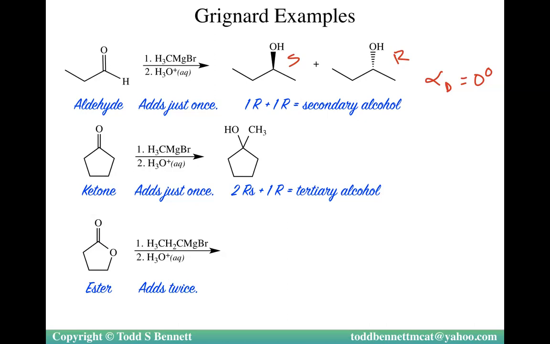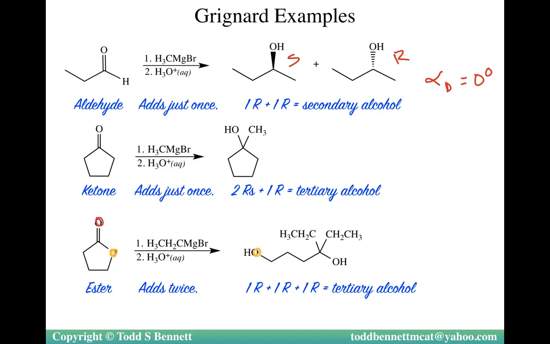So your first one will displace the O leaving group. So there's my O leaving group. So if I label this O right here, that becomes this O right here after it leaves. This O here becomes this OH here. And we add one of these ethyls through substitution. We add the other one through addition across the carbonyl.